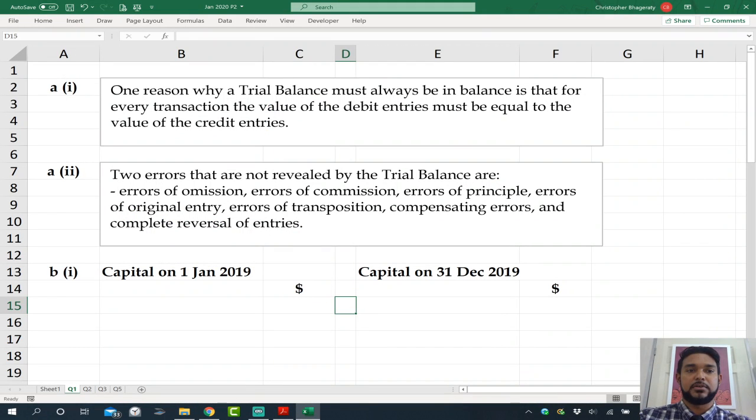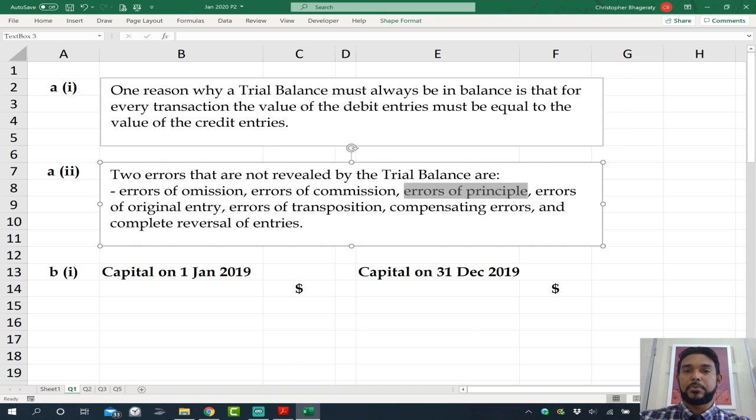So those are errors of omission. That's where you completely forget to enter a transaction. So you have no debit, no credit for that transaction, so neither side is affected. Error of commission. That's where you debit the wrong person's account. So the debit and the credit is done correctly, it just goes to the wrong person's account.